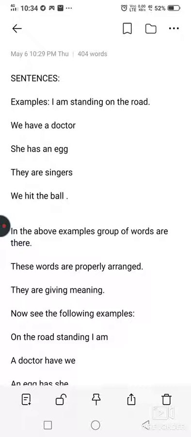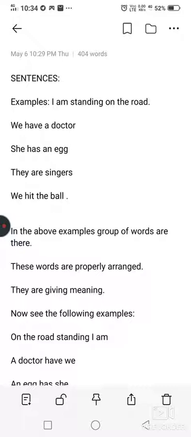If we call anything a sentence, then there should be a group of words, first condition. Second condition, words should be systematically and properly arranged. And third, that sentence should give meaning. If it gives meaning, then only that is a sentence. If it is not giving meaning, then that is not a sentence. For that, I want to read a few more examples.